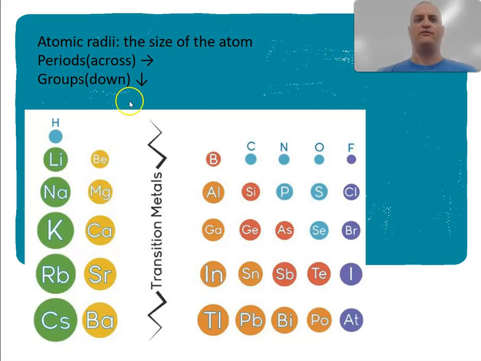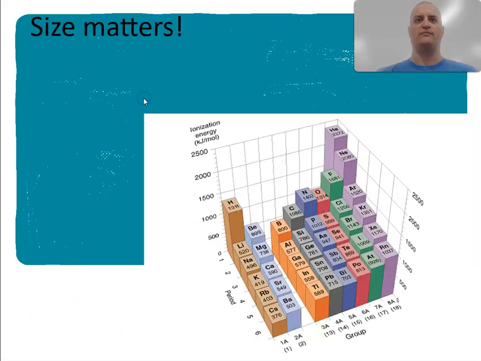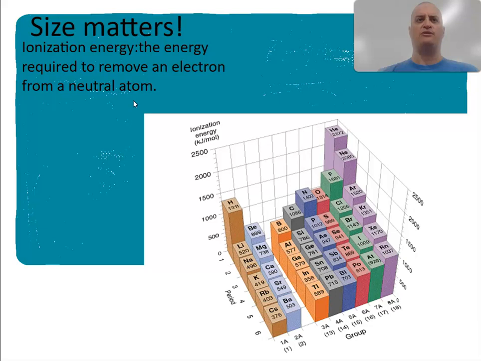Let's look at it for ionization energies, because size matters. So this is the energy required to remove an electron from a neutral atom. The across trend, so the period trend, is it increases across the period. Why? Across, the atom becomes smaller, so the electron that is removed is closer, requiring more energy to remove it.